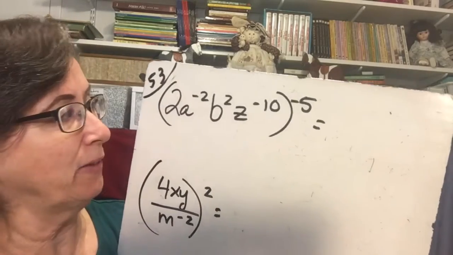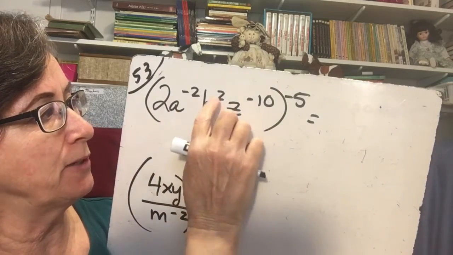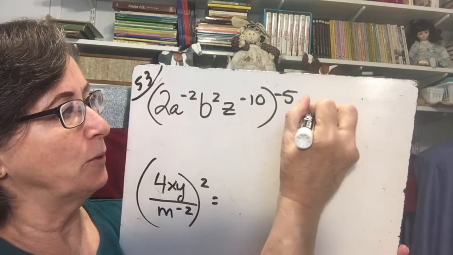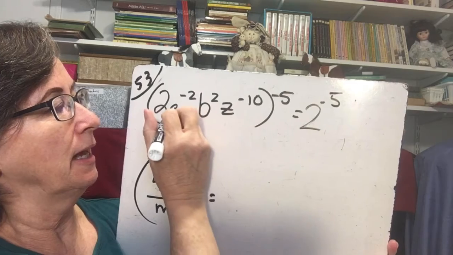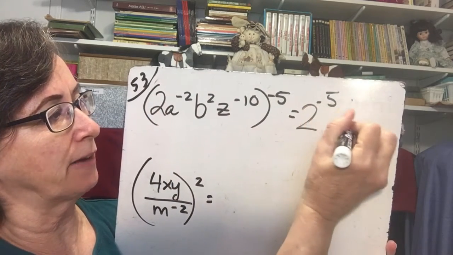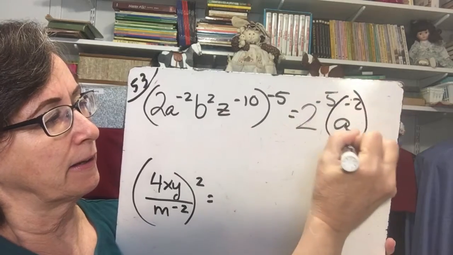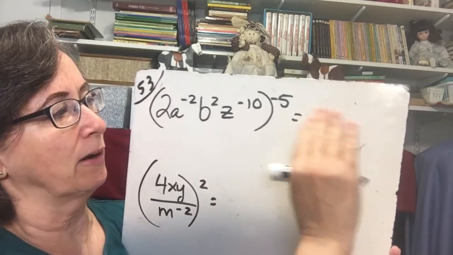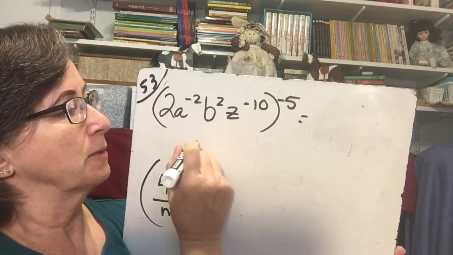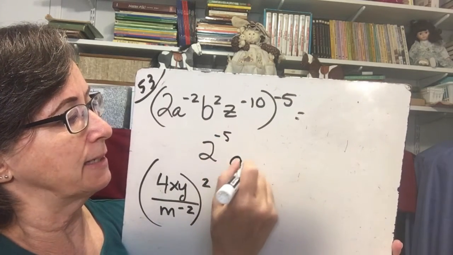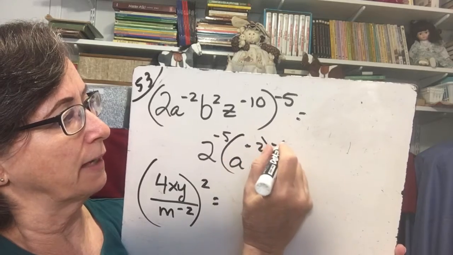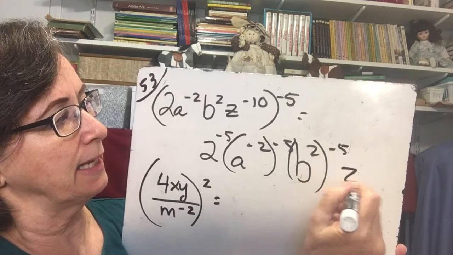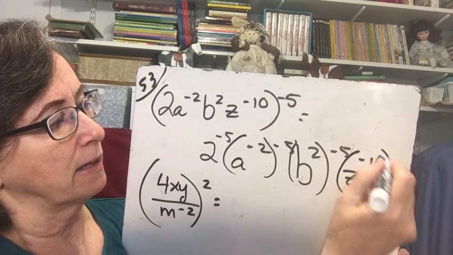Okay, so let's do another example. We have 2a to the negative 2, b to the 2, z to the negative 10, all raised to the negative 5. So that means it's going to be 2 to the negative 5, a to the negative 2 raised to the negative 5, b to the 2 raised to, I'm not going to have enough room here at all, am I? So let's just do it down here. So we'll say 2 to the negative 5, a to the negative 2, to the negative 5, b to the 2, to the negative 5, z to the negative 10, to the negative 5.